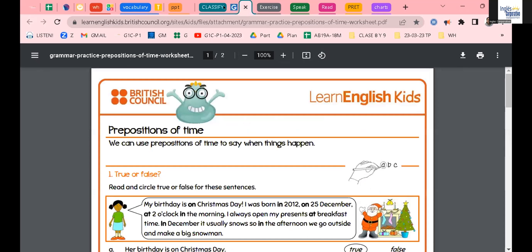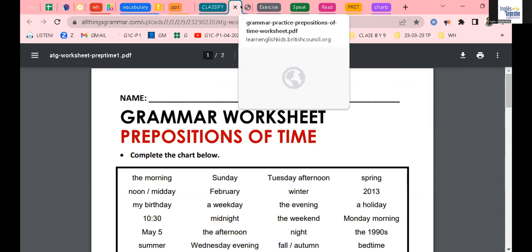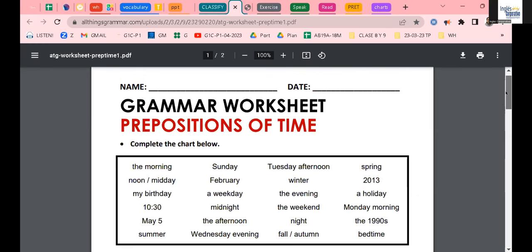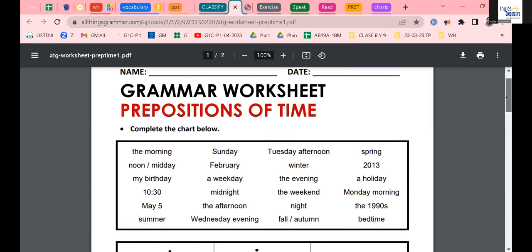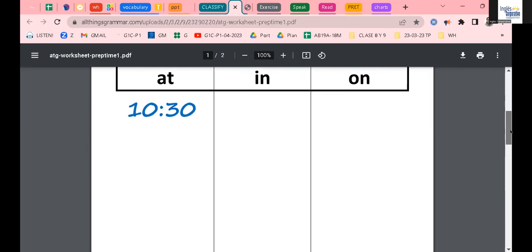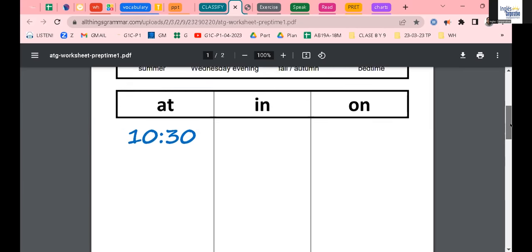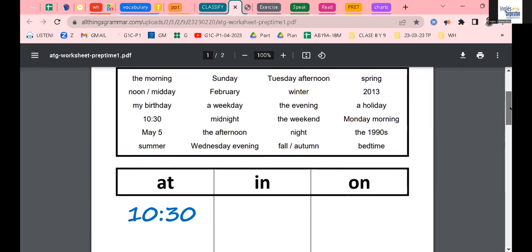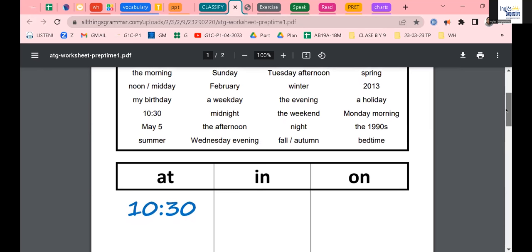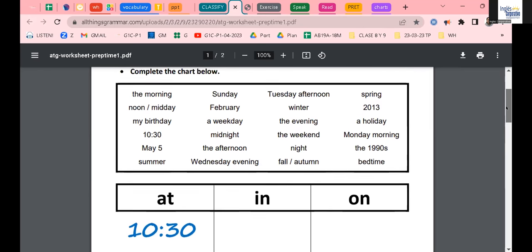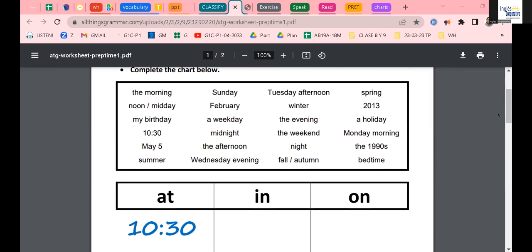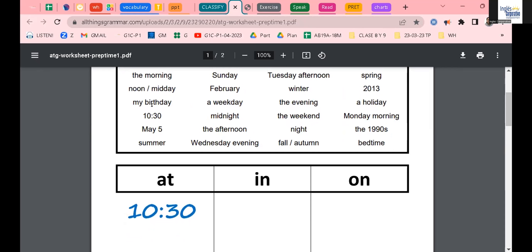Okay, so now look at this. We have a short task, which is find the correct word for the correct preposition. So we need to classify which word belongs to each of these prepositions. Entonces tenemos que encontrar ahí las palabras y ubicarlas en la categoría correcta. For example, at, so you know that we use at with specific times. At 10:30, so you mark this out, right? Entonces ahí ya tenemos la primera. La quitamos. Y ponemos otra.